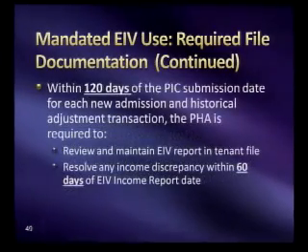Now, for your newly admitted families, please focus on this. Within 120 days of your PIC submission date for each new admission and historical adjustment transaction, you are required to maintain in the file, you basically have to go into EIV, review, and print the income report for the household. If there is a discrepancy between what was reported at the time of admission and now, then you will rectify that with the client within 60 days of the EIV report date.